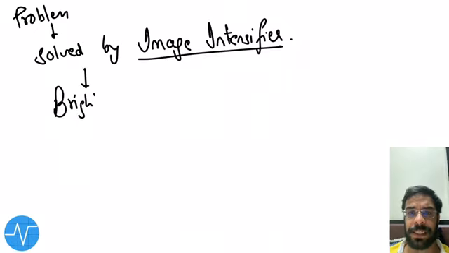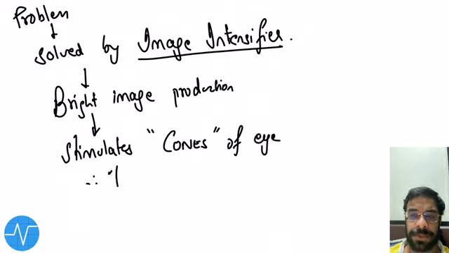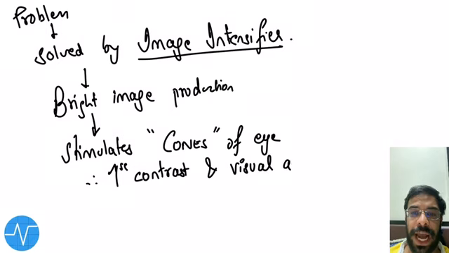This image intensifier will produce a bright image. This bright image will stimulate cones and therefore improve image quality. And therefore there will be increased image quality, increased visual acuity and increased contrast.